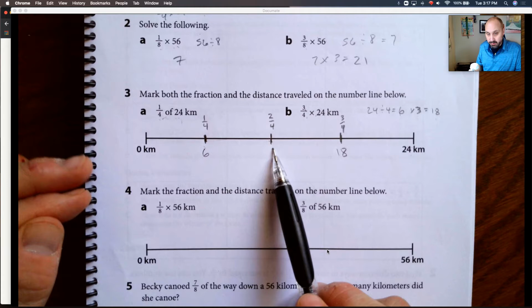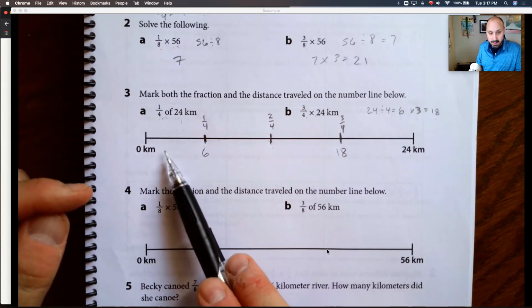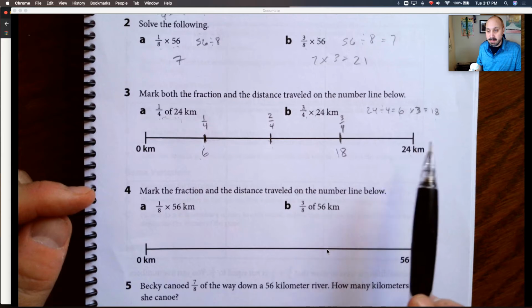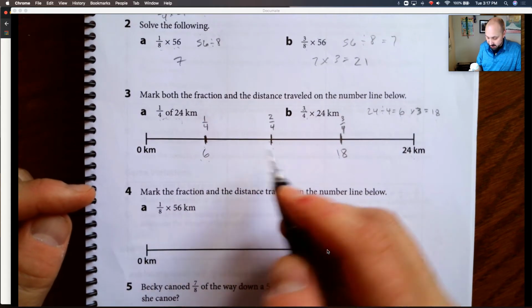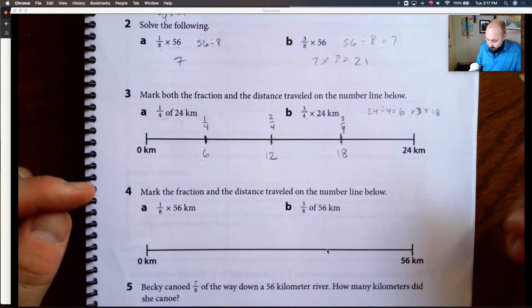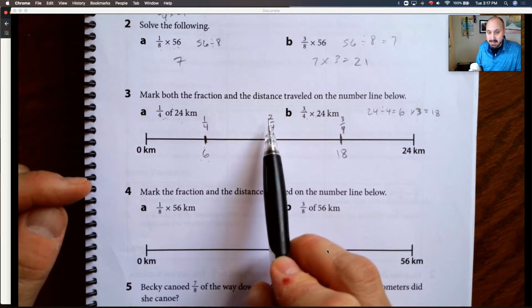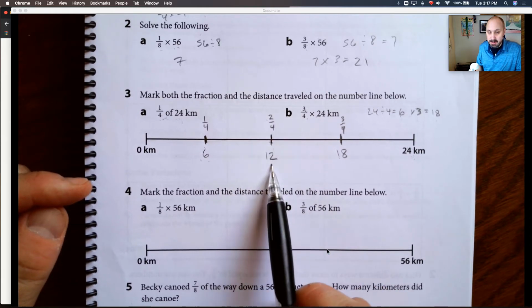It doesn't have the 2/4, but what do you think the 2/4 is if we're counting by sixes? 6, 12, 18, 24. And we can tell that's true because 24 divided by 4 is 6. 6 times 2 is 12.